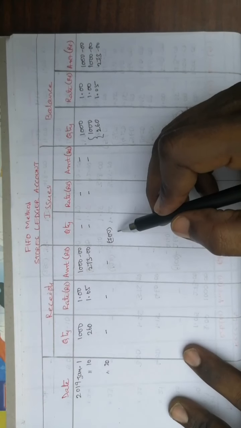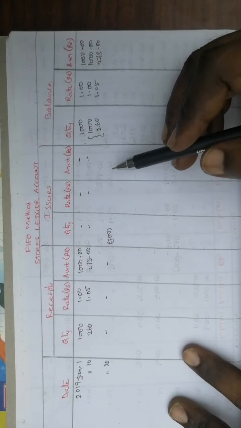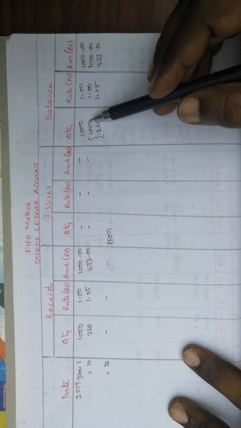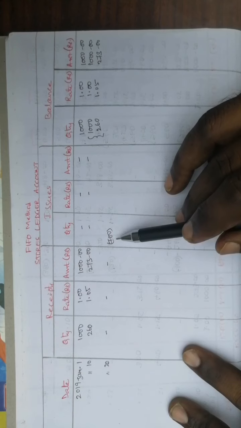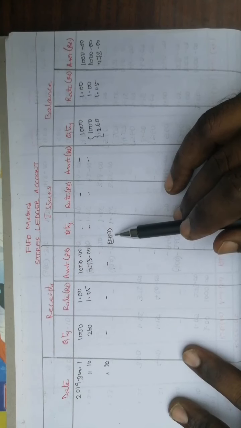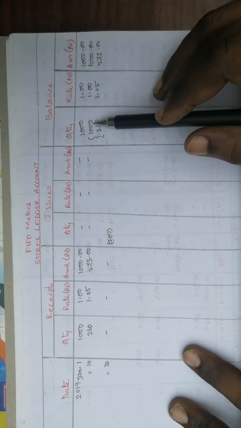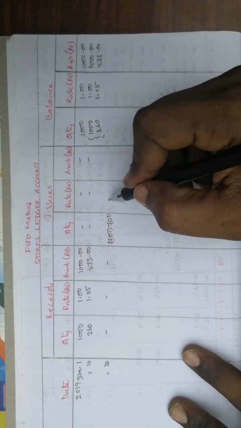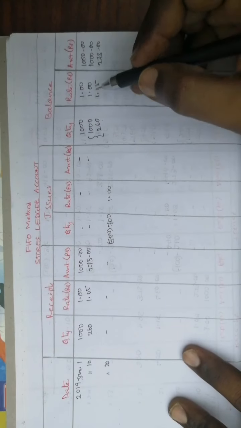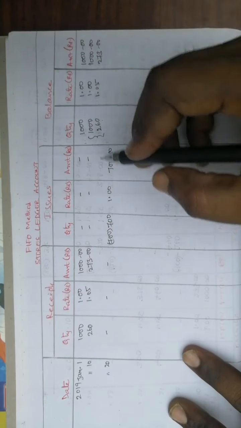At the time of issuing, by following the first in first out method, we have to see which material was received first. Out of the balance, 1000 units were received first, later we received 260. Whatever material was received first, from there only we have to issue. 700 units we have to issue. 700 is available in the single first receipt of 1000, so issue from there only 700 units at the rate of 1 rupee. 700 into 1 is equal to 700.